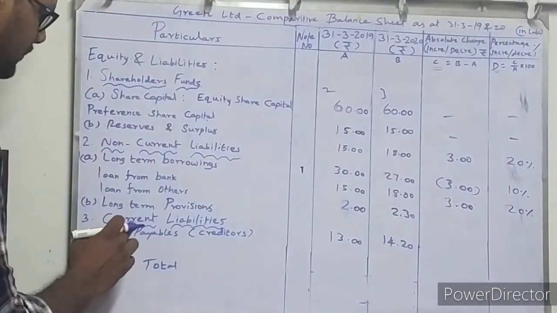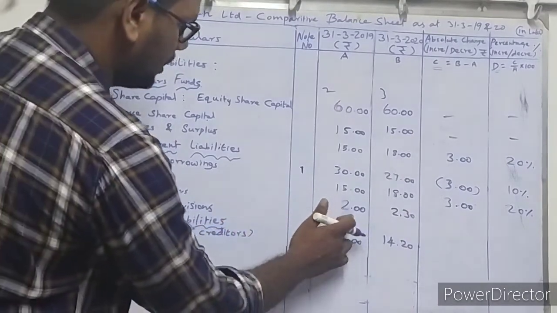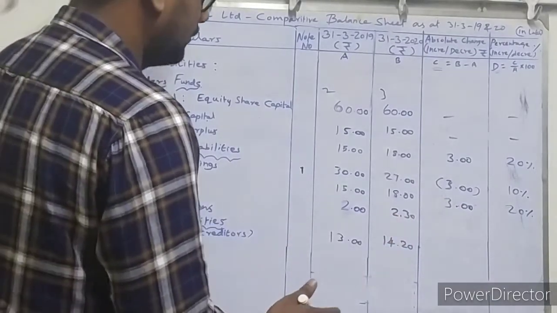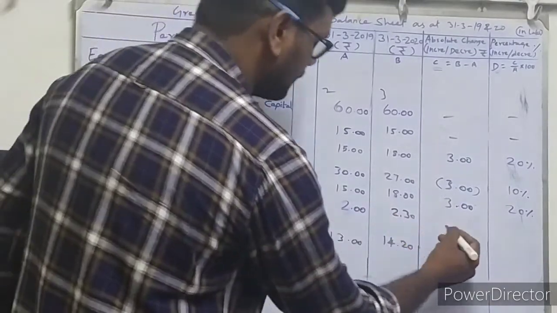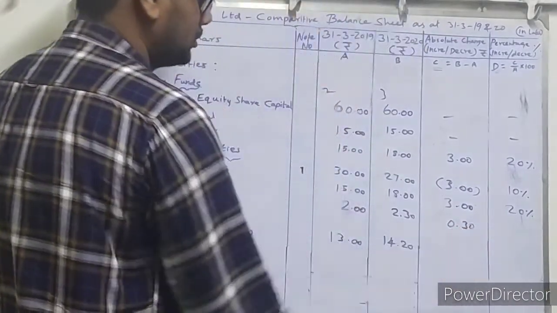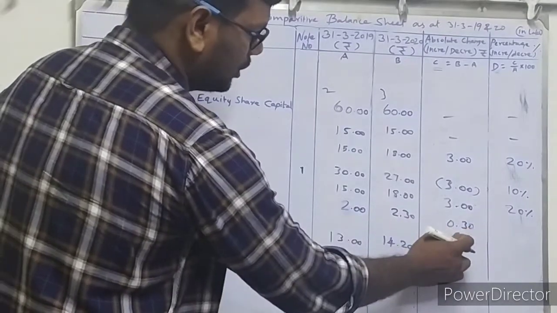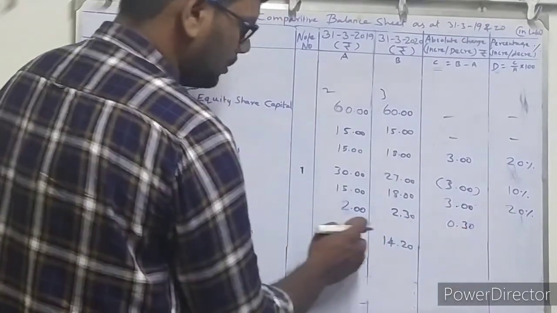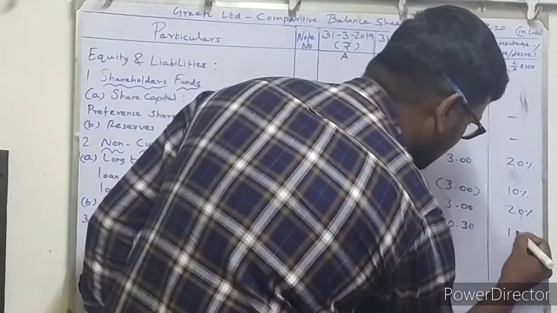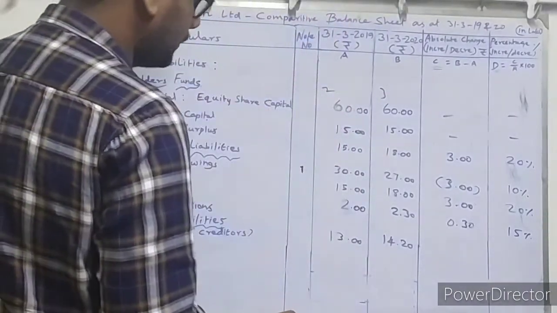And the next information is long-term provisions. Long-term provisions for the previous year 2 lakh, for the current year 2 lakh 30,000. So 30,000 is increased. This is a positive figure. B minus A, 2 lakh 30 minus 2 lakh, 30,000 is increased. So 30,000 divided by base year 2 lakh. So how many percentage is it increased? 15% is increased compared with the previous year.